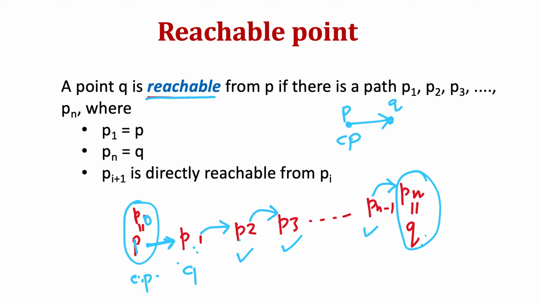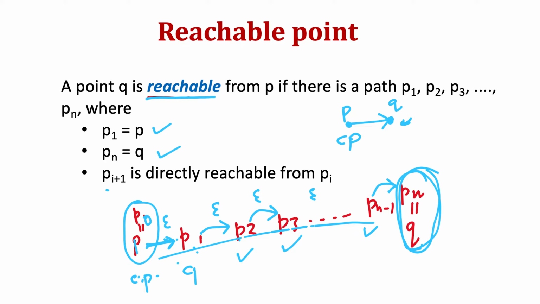But this Q can be a core point or it cannot be a core point. For example, in this case, Q was not a core point. So the only exception is that the last point may or may not be a core point. All the others have to be core points and connected. That is, the distance between P and P1 is less than epsilon. Similarly here, P1 is P, Pn is Q, and Pi plus 1 is directly reachable from Pi. So all points are core points except the last. The last can be a core point, or may not be.